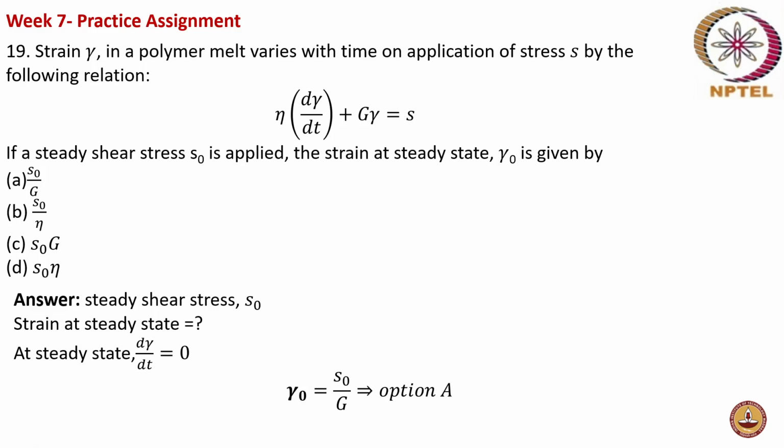So it is option A. We have to note down the point that it is at steady state. Steady state, d gamma by dt is equal to 0. That is how you arrive at the answer for this question.